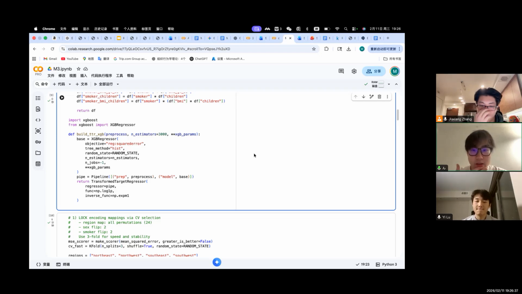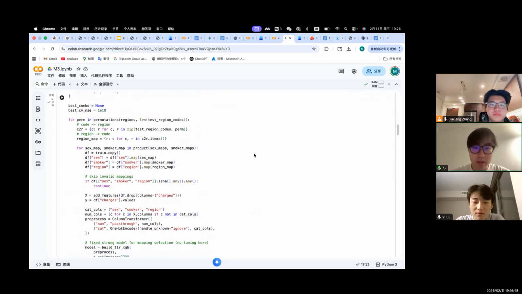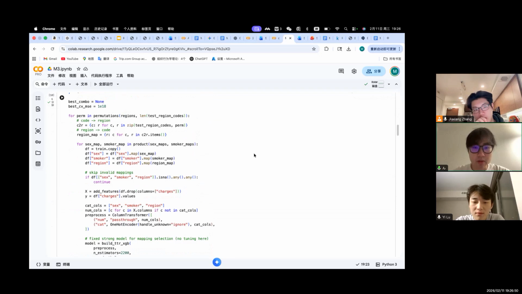The insurance charges are highly skewed, especially due to smokers who have extremely high costs. Without transformation, the model tends to over-focus on those extreme values. By using log transformation through a TransformedTargetRegressor, we reduced variance instability and improved our overall prediction accuracy.